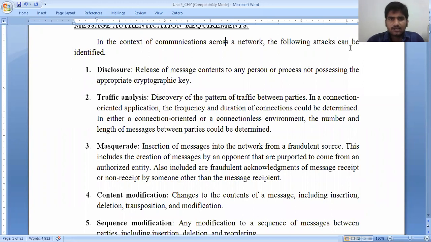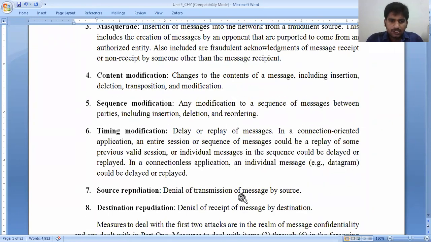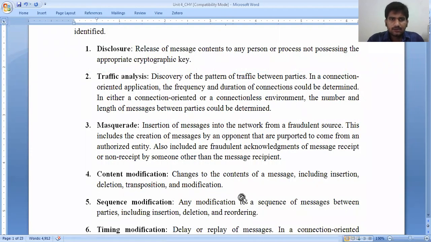In the context of communication across the network, the following can be identified. So what are the things we identify when we are doing it? Disclosure, traffic analysis, masquerade, content modification, sequence modification, timing modification, source repudiation, and destination repudiation. These are the main things. While we are transferring the data in the network, we need to consider them.